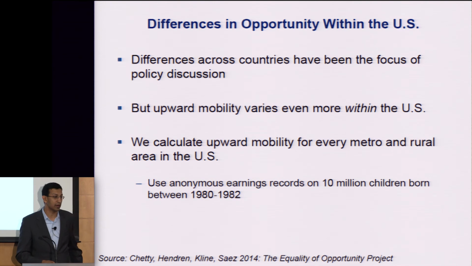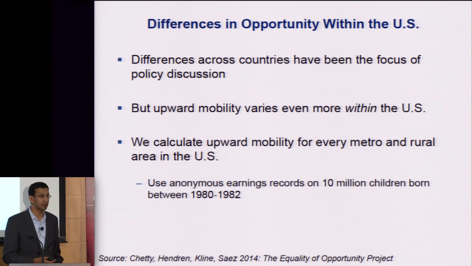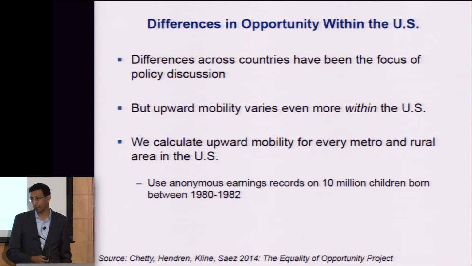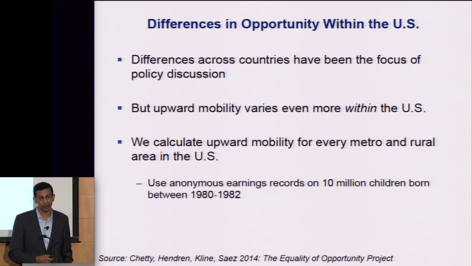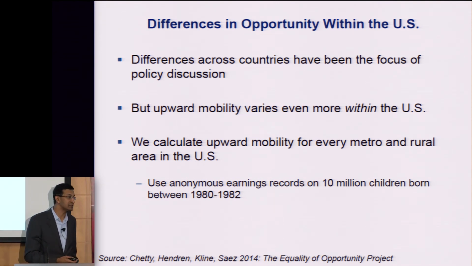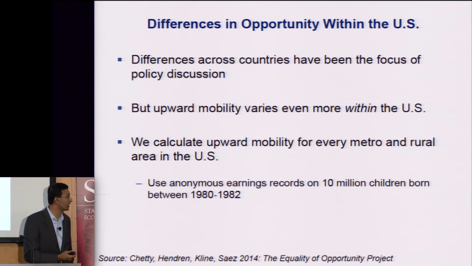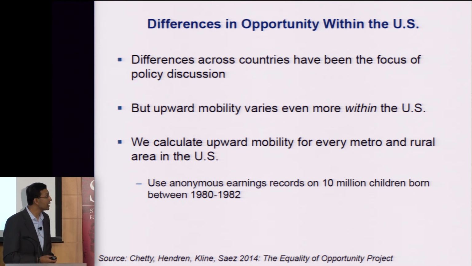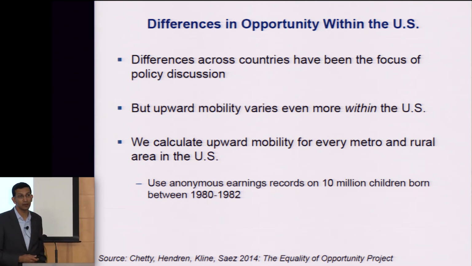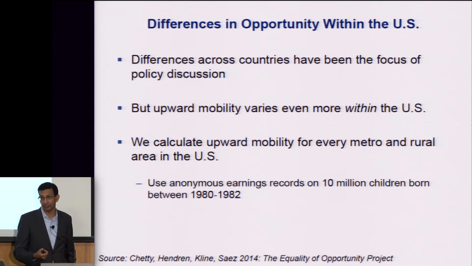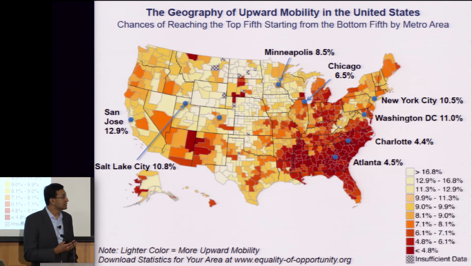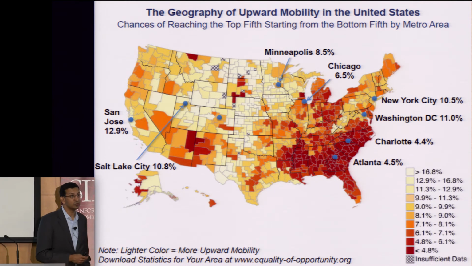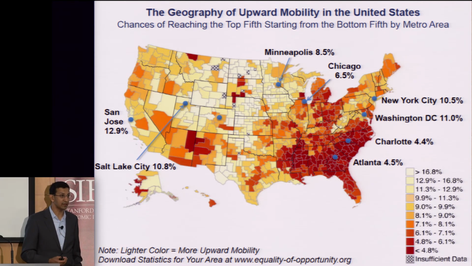In recent work with my colleagues Nathan Hendren, Pat Kline, and Emmanuel Saez, we calculate upward mobility for every metro and rural area in the US, and we do this using de-identified data from tax and Social Security records, which covers the entire population in the United States. And in this particular case, we're going to use data on 10 million kids born between 1980 and 1982, basically all children born in America between 1980 and 1982, and we use that data to construct this map here, which shows you the geography of upward mobility within the United States.